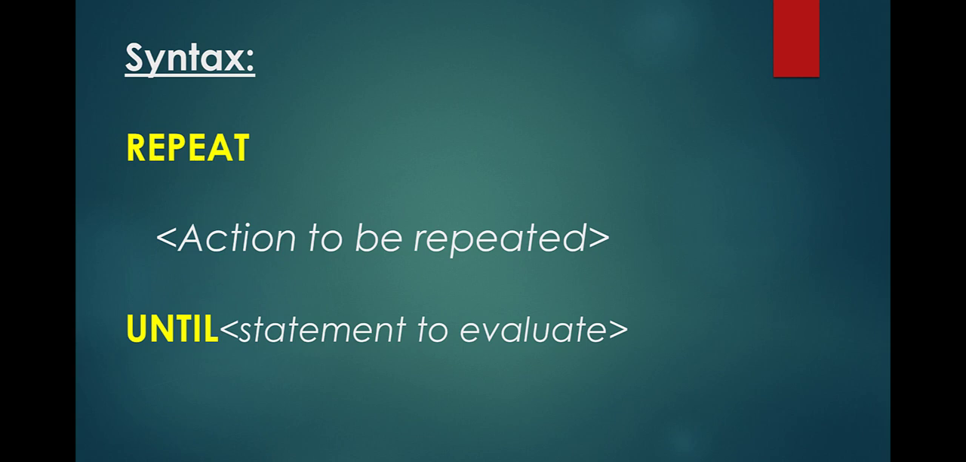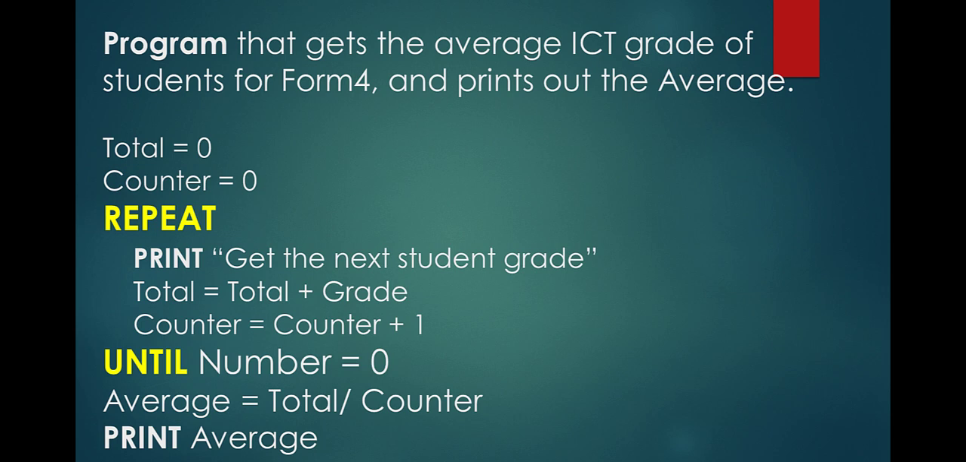Let's go ahead and look at a quick example. It says a problem. So the problem is to find a solution. So we have a program that gets the average of ICT grades of students of Form 4 and prints out the average. So before the loop we have a total and we have a counter, both initialized to 0 before we start the actual loop. And within the loop we have a print statement.